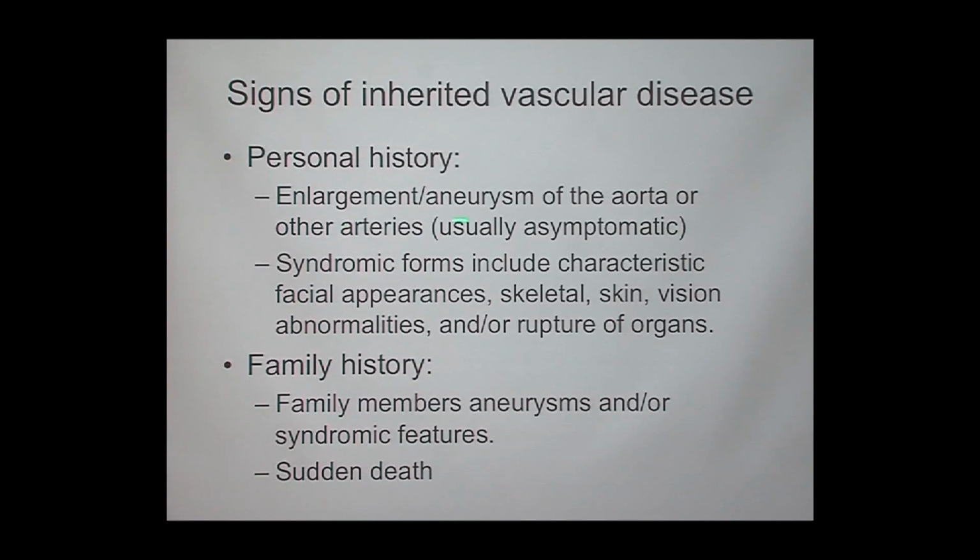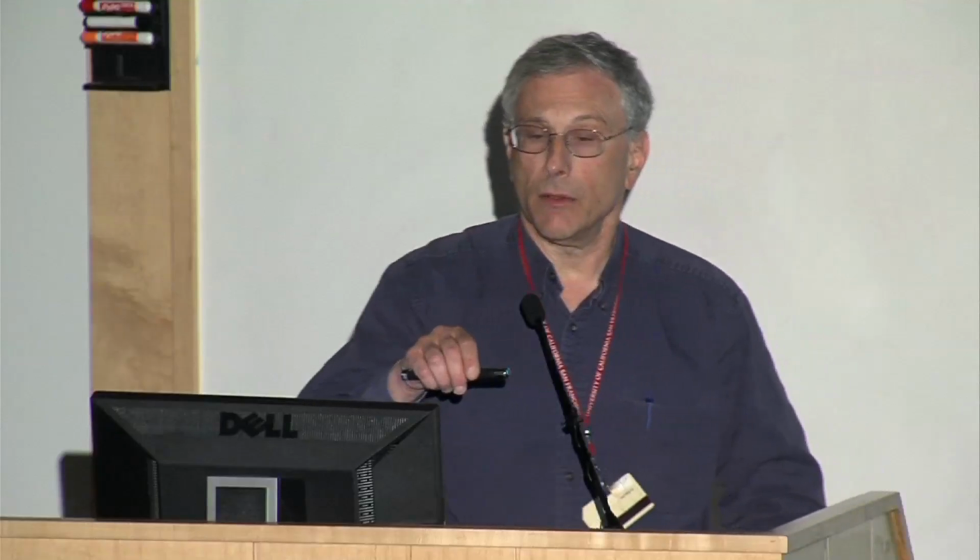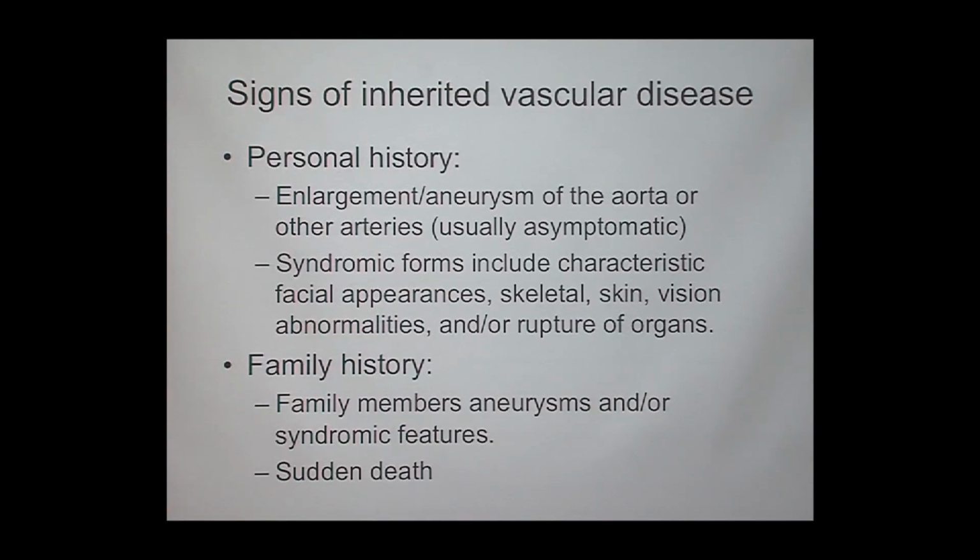What are the signs of inherited blood vessel or vascular disease? Enlargement or aneurysms of the aorta or other arteries, which is often asymptomatic. Patients are unaware until they get imaged that they have one of these. If the enlargement is part of a more generalized syndrome, where there's a more generalized connective tissue problem that affects not just the walls of the blood vessels, but also the musculoskeletal system, we may see other things, such as the facial appearance or abnormalities or differences in the skeleton, skin, some vision abnormalities. So there are other things that one can look for. And family history: family members with aneurysms and or syndromic features.